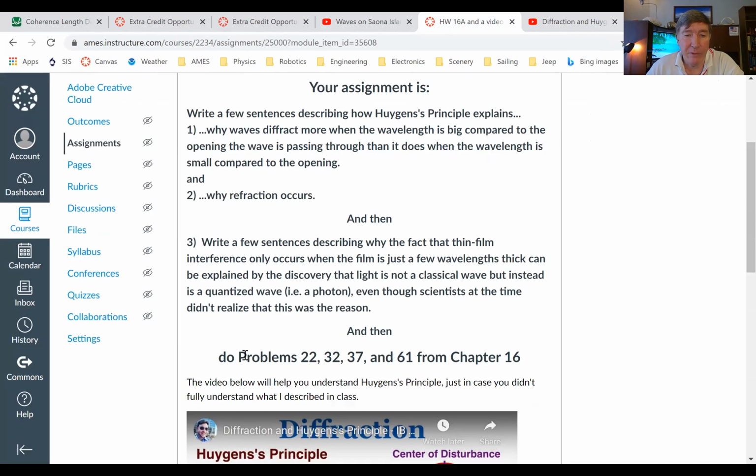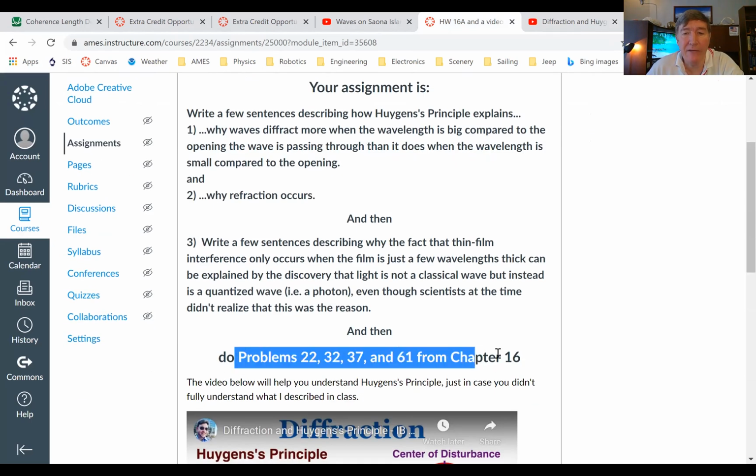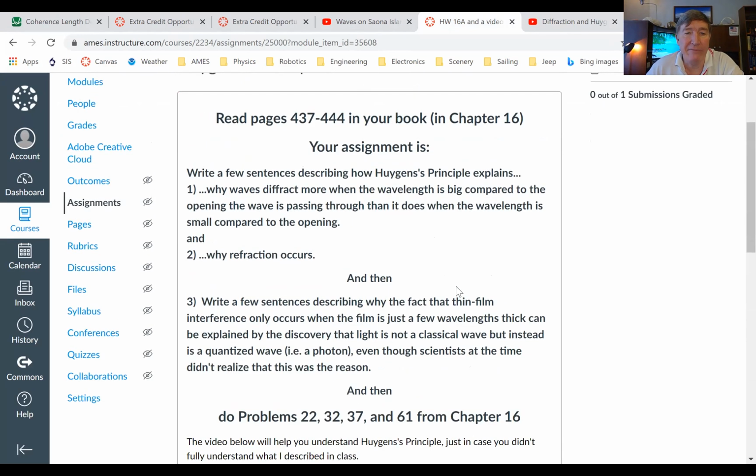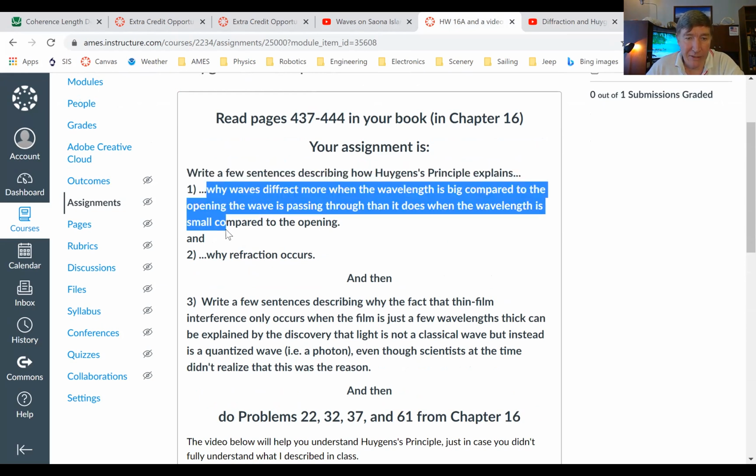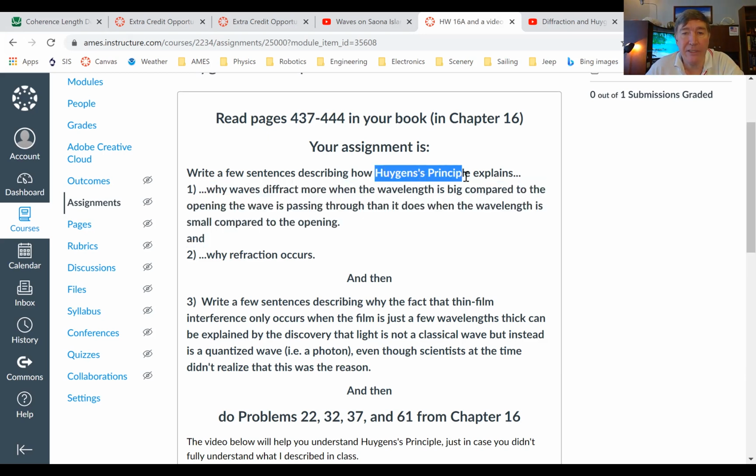Now I do have a couple problems out of the book, but I'm only giving you 4 problems out of the book. And then I have these 3 questions that I want you to answer. What I want you to do is write a few sentences that describe how Huygens Principle explains why waves diffract more when the wavelength is big compared to the opening than they do when the wavelength is small compared to the opening. So explain, or write up telling how it is that Huygens principle explains that.